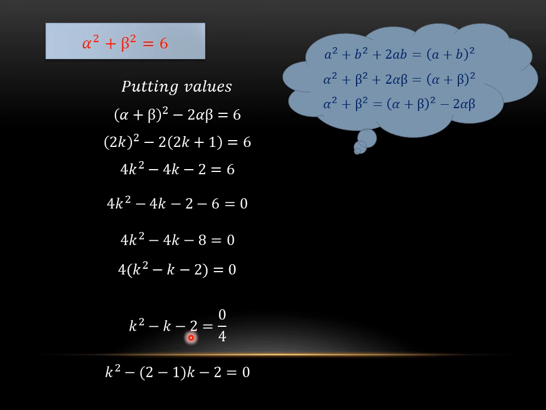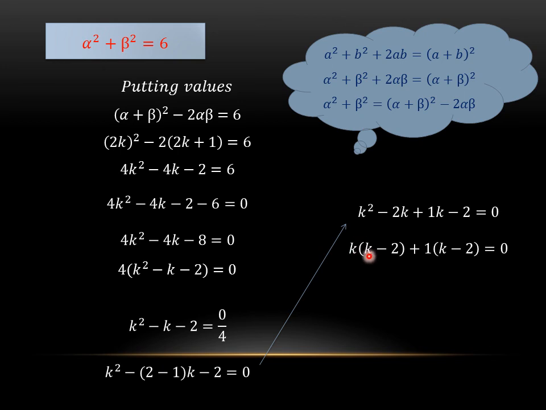The 2 is not the perfect square of any number. So we have to break the middle term. So I broke the middle term using 2 minus 1, which is 1, and 2 into 1, which is 2. It will become k square minus 2k plus 1k minus 2. Why plus 1k? Because minus into minus is plus. Taking common from the two pairs, we will get k into k minus 2 plus 1 into k minus 2 equals 0. As the brackets are the same, it means the middle term break was correct. So writing the bracket once, k minus 2, and the terms outside the bracket, k plus 1 equals 0.